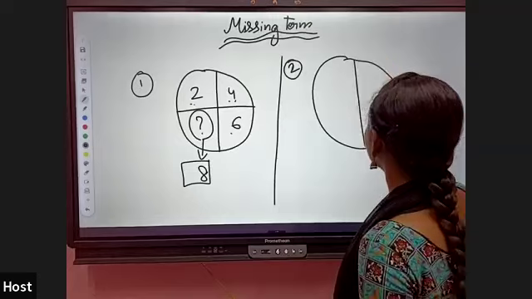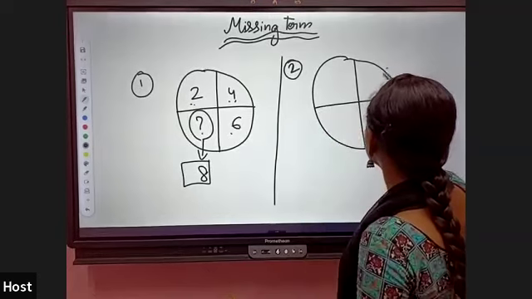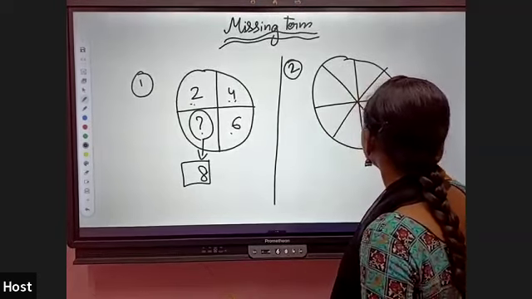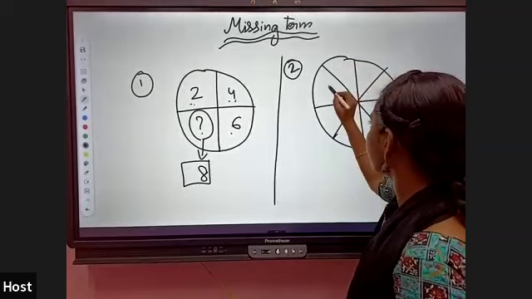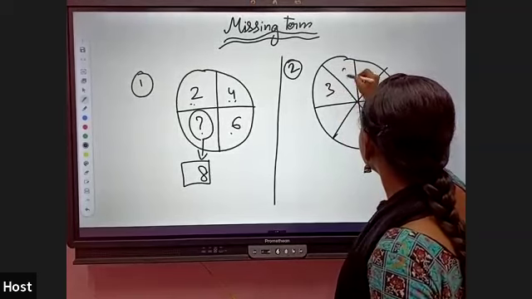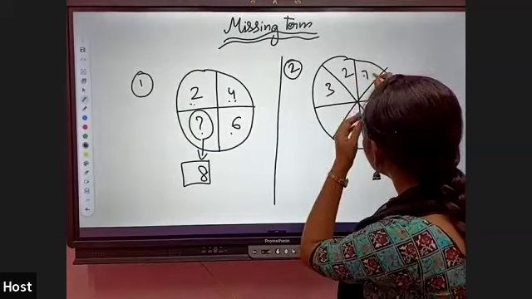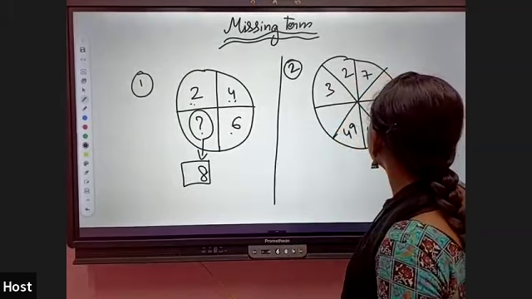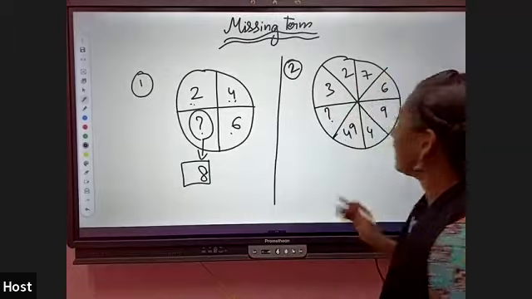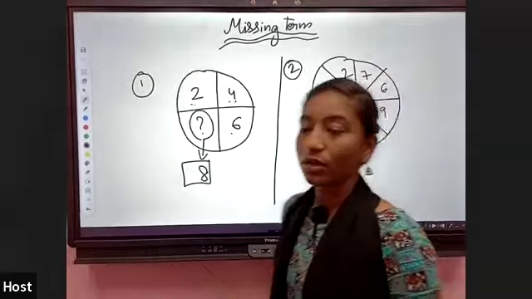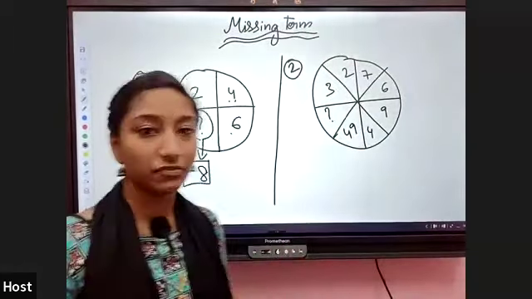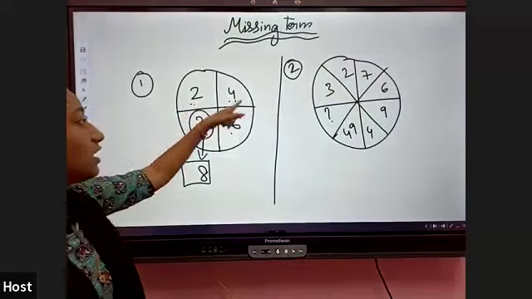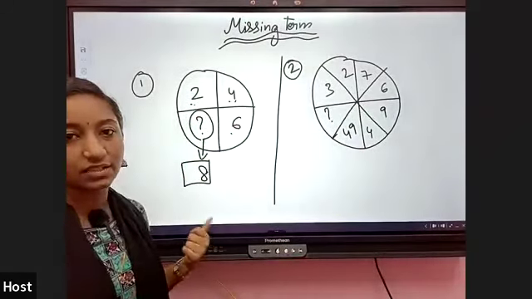In circle only there are a few models. Like this they give the question. So in circle there are different models. Here we did the sequence. In sequence we did the problem.